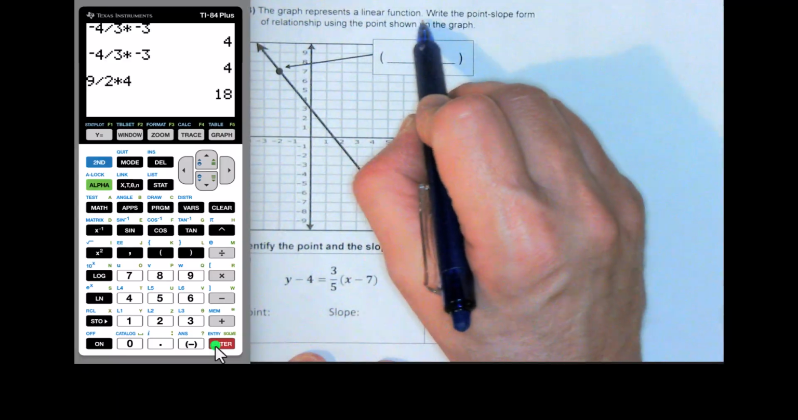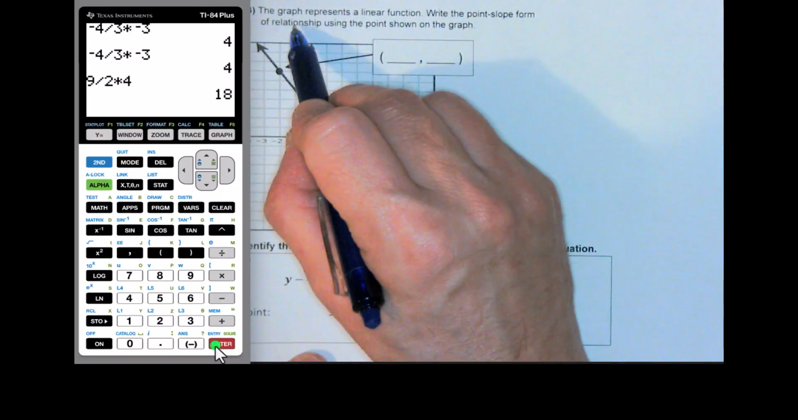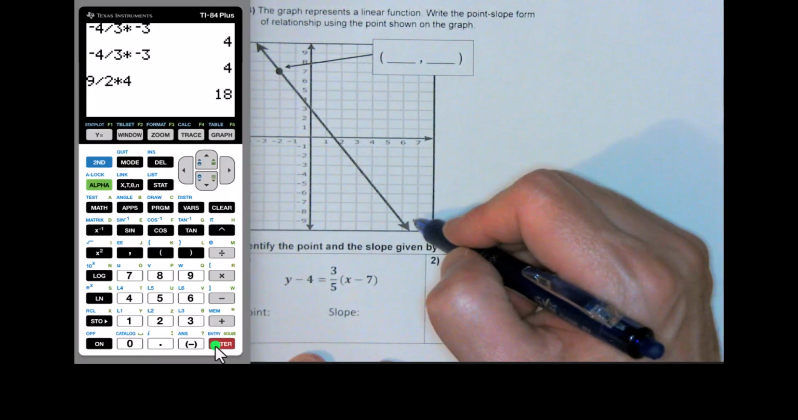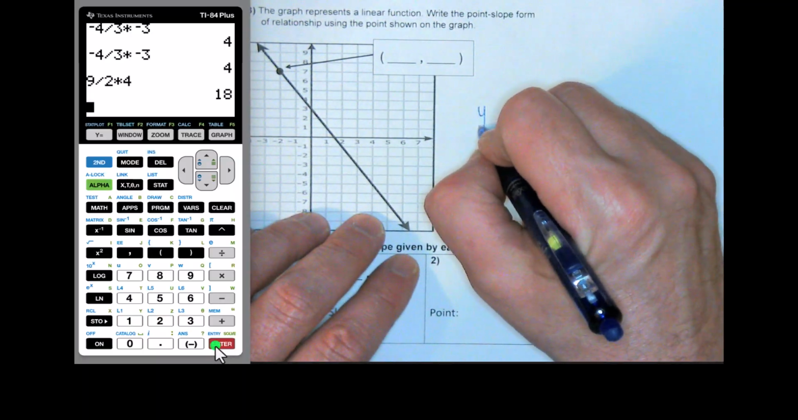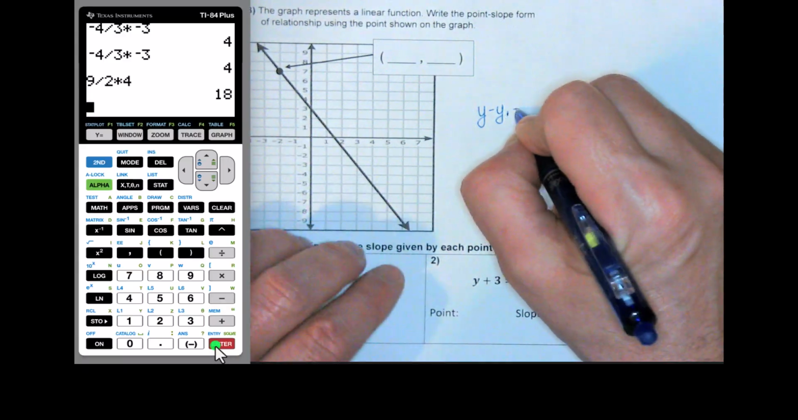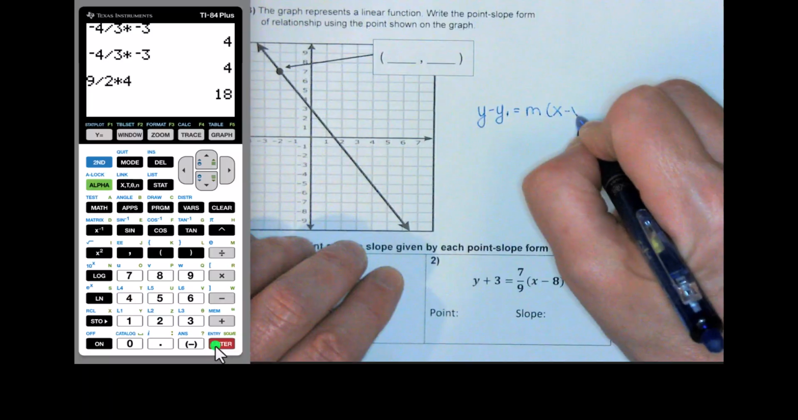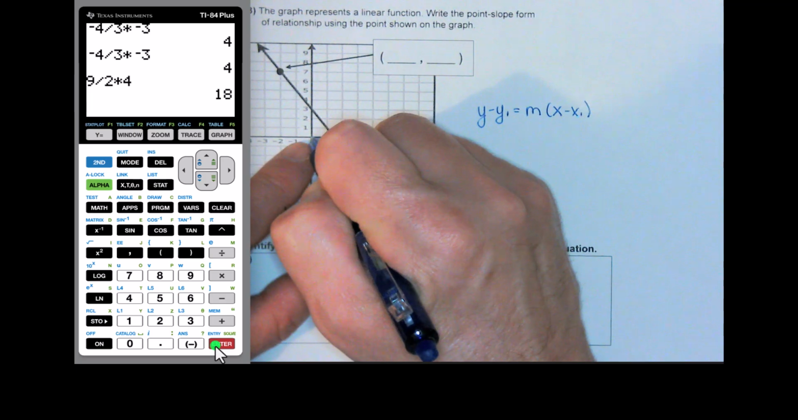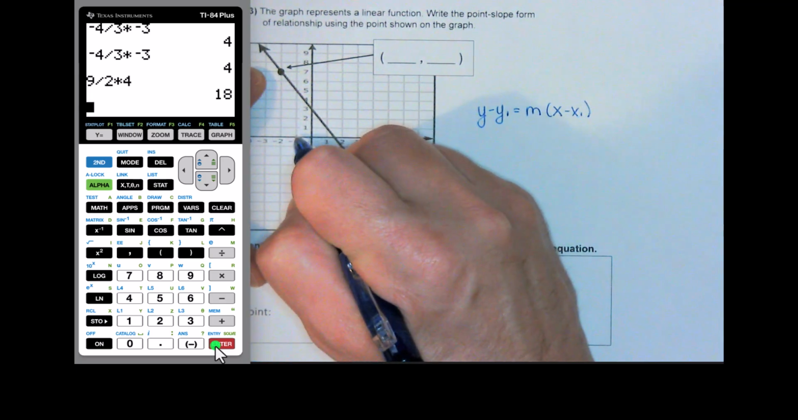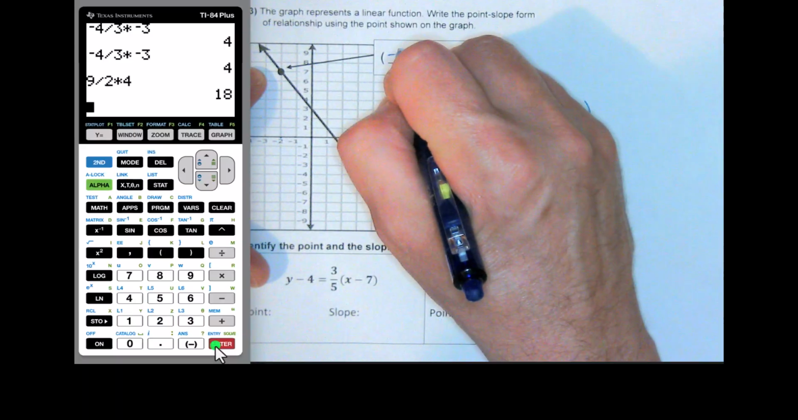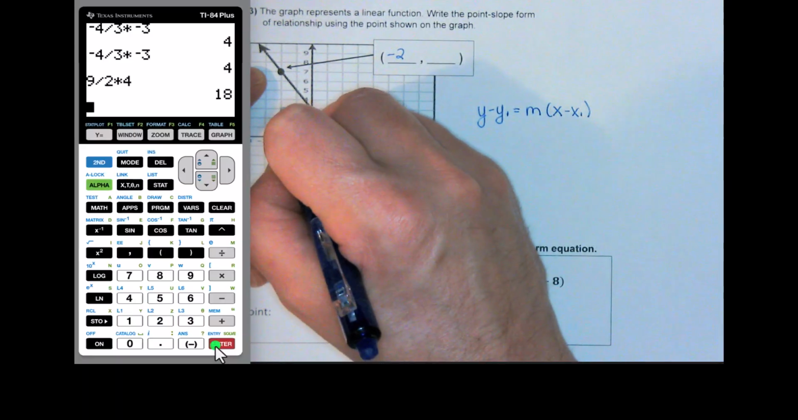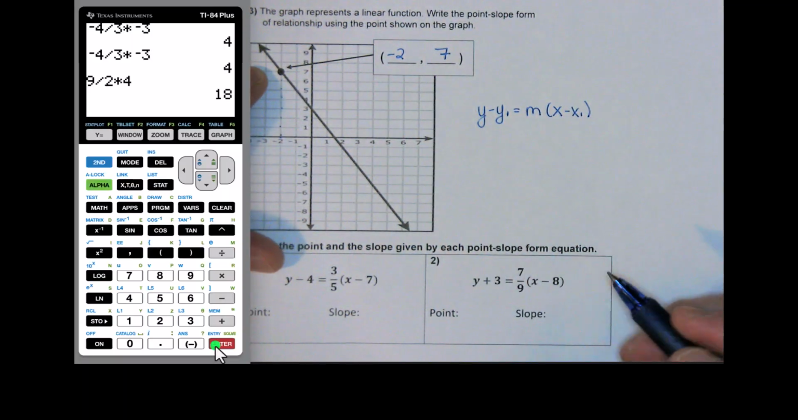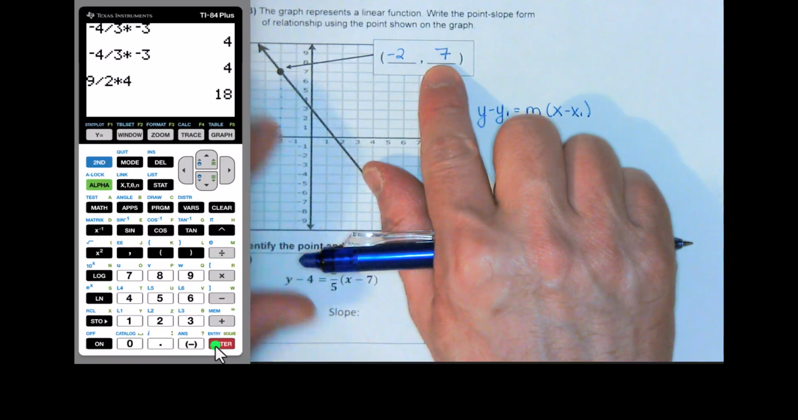The graph represents a linear function. Write the point-slope form of the relationship using the points shown on the graph. So here I have a graph, and I want to find the point-slope form that represents this graph. Okay, and they want me to use this point right here. So let's identify this point. Here's my pencil. To get to that point, my x value is 1, 2, negative 2. My y value is 1, 2, 3, 4, 5, 6, 7, and because I went up, it is positive 7. So my point is negative 2, 7.